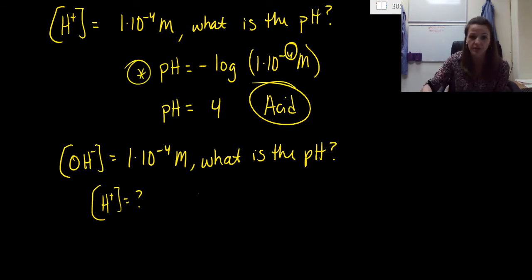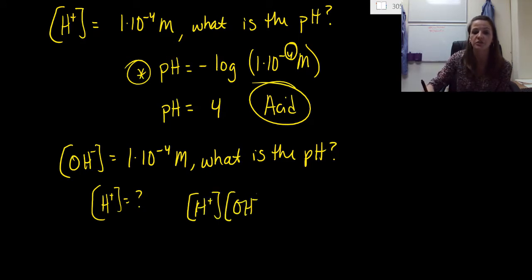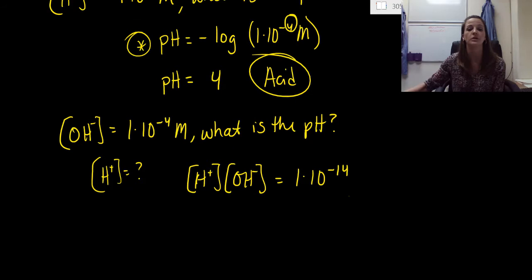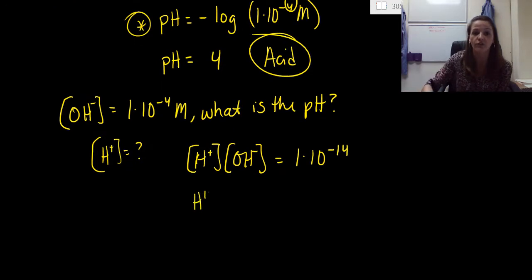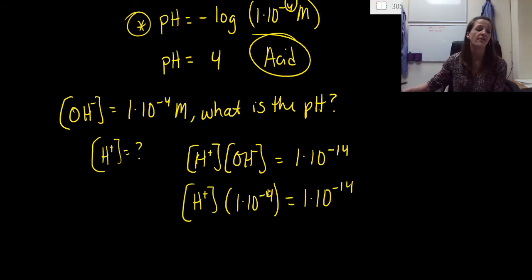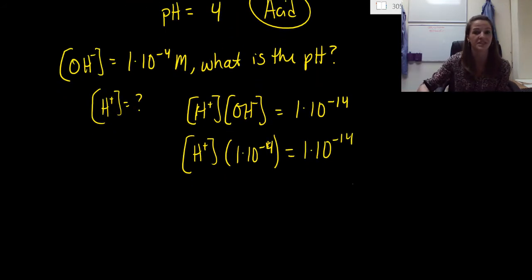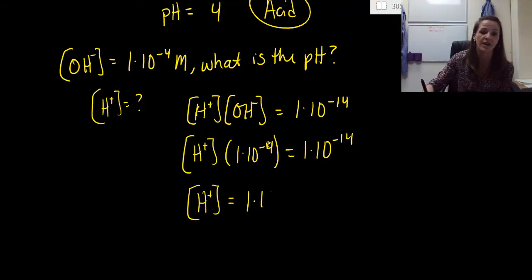So the first thing I'm going to do is use this one that we've learned in previous videos, where we have H plus concentration times our hydroxide concentration equal to 1 times 10 to the negative 14th. Now what I'm going to do is plug in my values so I can solve for my hydronium ion concentration. So my hydroxide is 1 times 10 to the negative 4th molar, and we set that equal to 1 times 10 to the negative 14th. This probably sounds familiar because we did this previously. We found out that our H plus concentration is equal to 1 times 10 to the negative 10 molar.